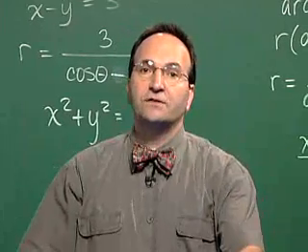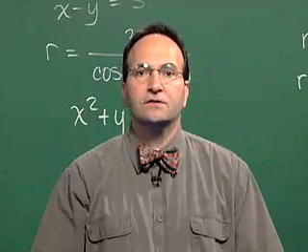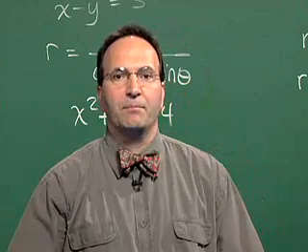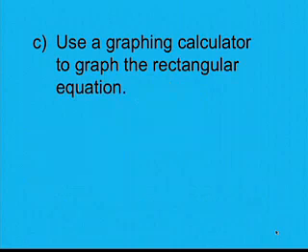Well, we can transform polar equations to rectangular equations. Let's take a look at an example. Given the polar equation, r equals 4 divided by 1 plus sine theta, convert it to rectangular equation, and using a graphing calculator, graph the polar equation for theta between 0 and 2 pi. Then use a graphing calculator to graph the rectangular equation.